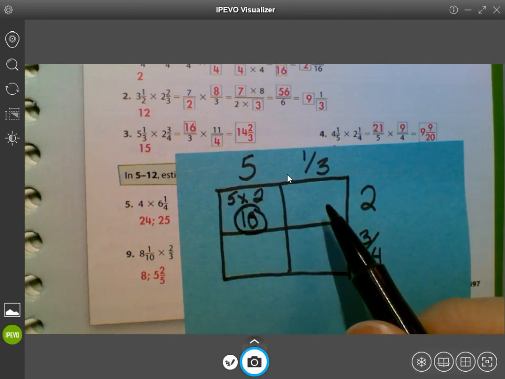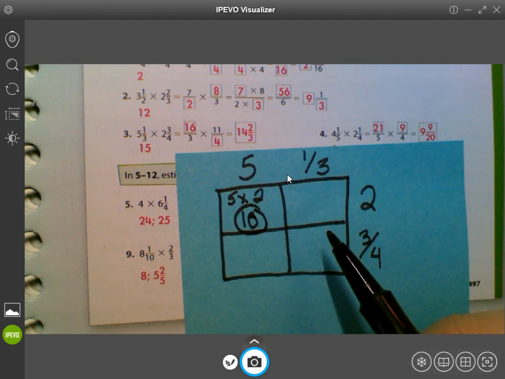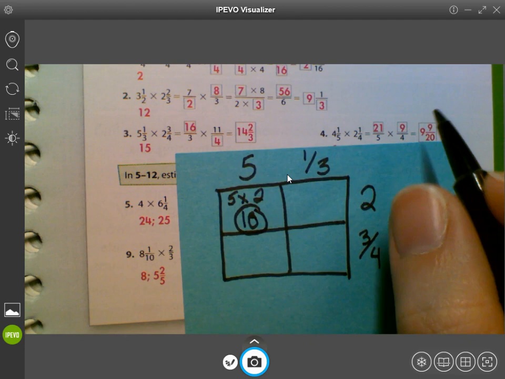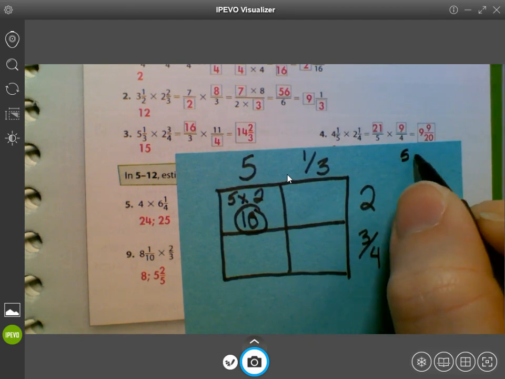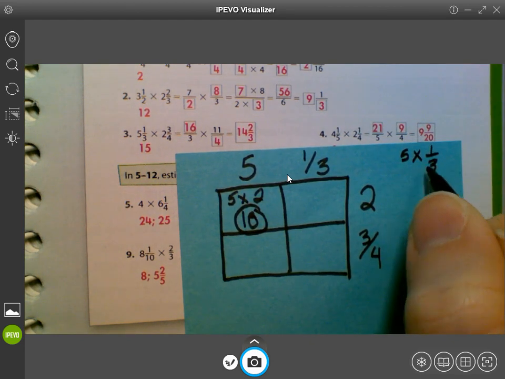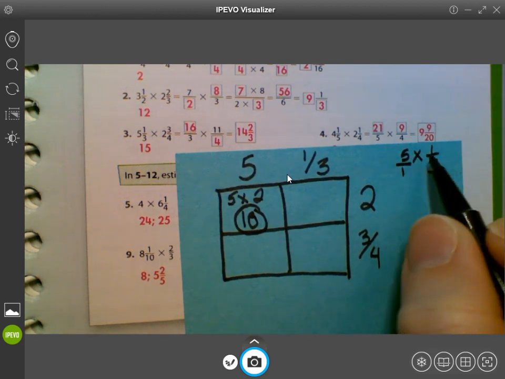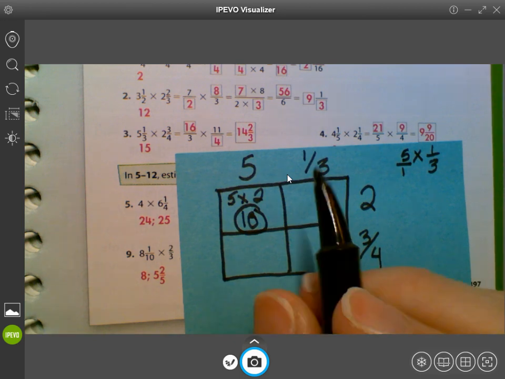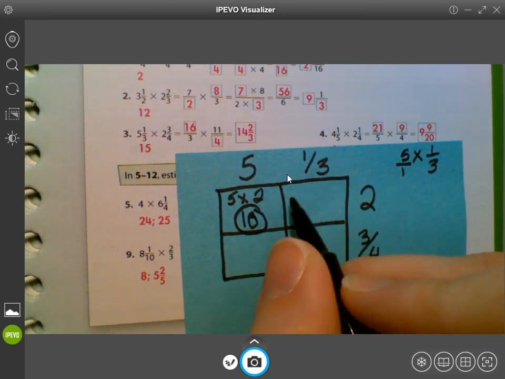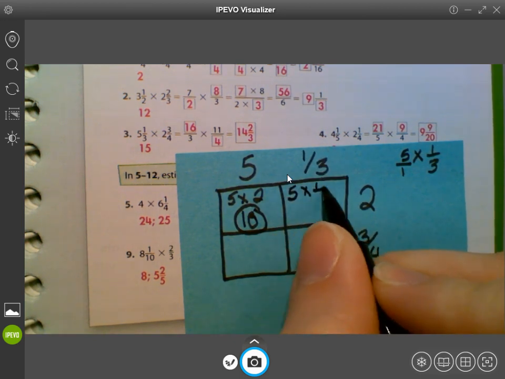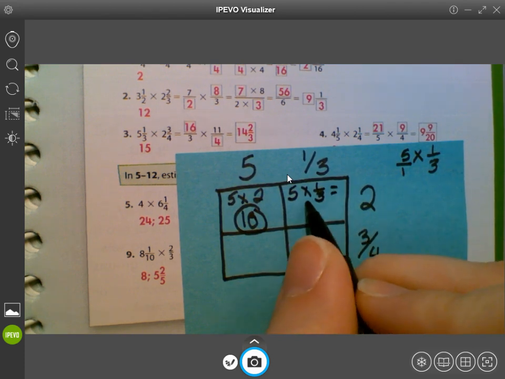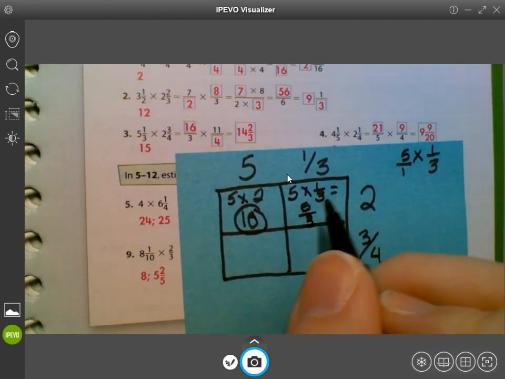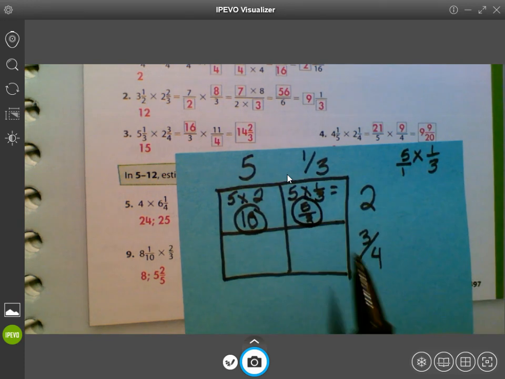5 times 1/3. Does anyone know what that is? Here, let's go off to the side and do it. If I take 5 times 1/3, I'd have to put the 5 over 1. That's 5/3. I'm not going to convert it into a mixed number yet. So I'm going to keep it as that. So 5 times 1/3 equals 5/3.